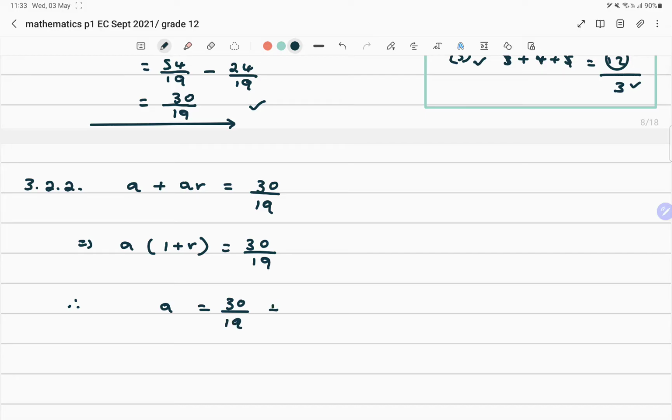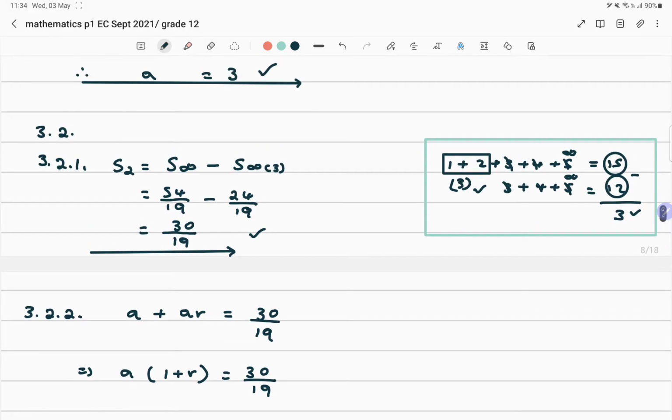Okay? So therefore, when you divide by 1 plus r, we know that a is going to be 30/19 divided by 1 plus r, which is itself over 1. And when you flip this, what happens? We get 30/19 into, because this becomes now in the denominator, 1 plus r. Okay, so that's done.